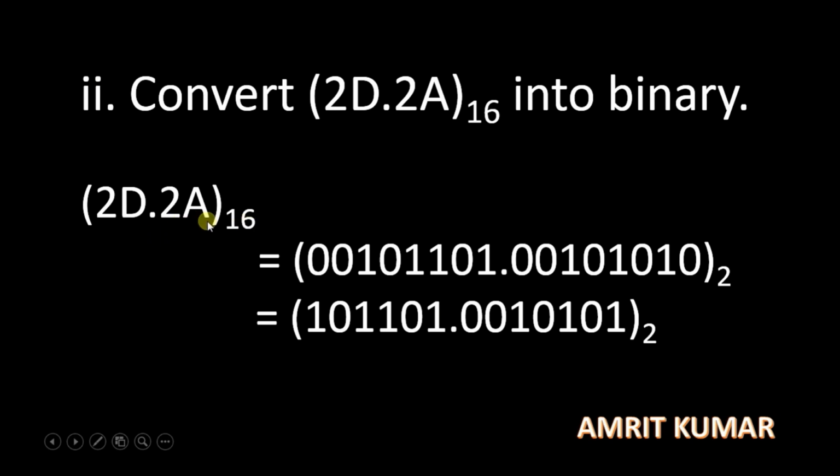So for representing a digit, because we have learned the rule that for representing a digit, you have to use 4 bits. Here I am using 4 bits for representing the digit A, and for representing the digit 2 here I am using 4 bits again, and for representing the digit D I am again using 4 bits, and for this digit I am using 4 bits again. So this is how you can convert a hexadecimal number into a binary number.